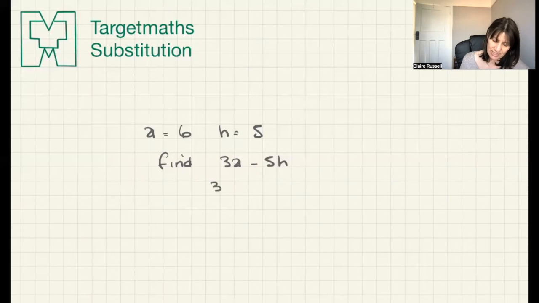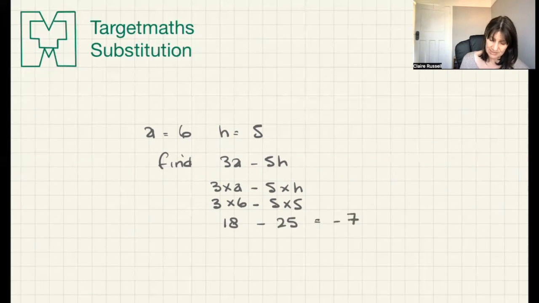Okay, so this is 3 times A minus 5 times H. Using my BIDMAS, I'm going to be doing that multiplying first, aren't I? So let's get the numbers in. I've got 3 times 6, take 5 times 5. 3 6s are 18, 5 5s are 25, and 18 take away 25 is minus 7. Don't change the position. Really, really important that we keep things where they are.